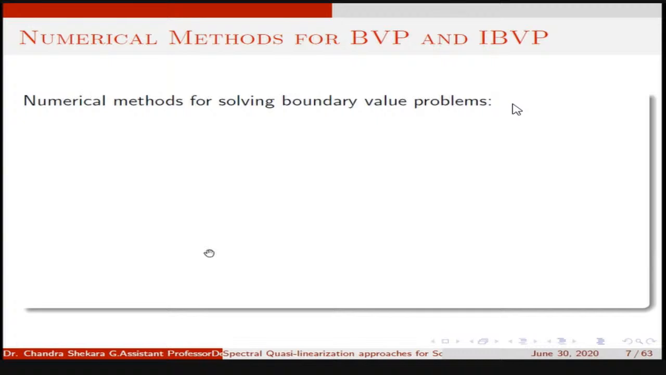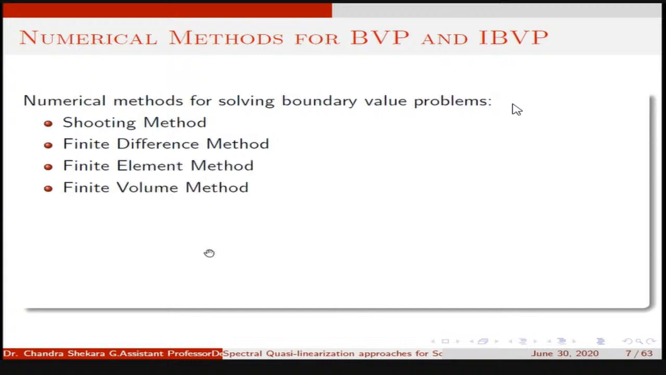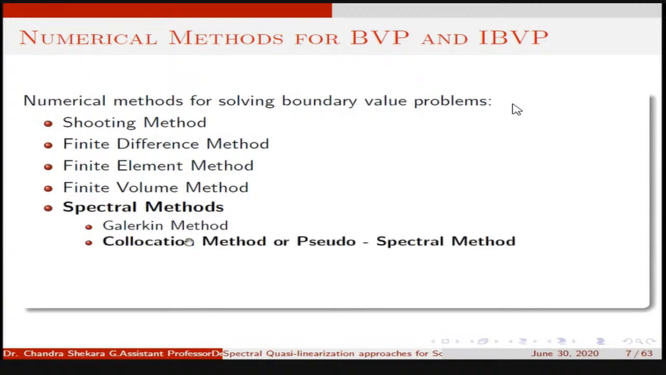To name a few, the shooting method is used to solve boundary value problems, and the finite difference method. There exists a finite element method, a finite volume method, and there exists a spectral method. Today in this talk, I'm going to elaborate on these spectral methods. In particular, in spectral methods, there is a class of methods called the Galerkin method, but I'm not going into this Galerkin method.